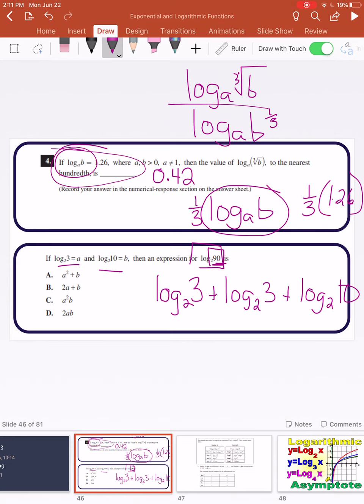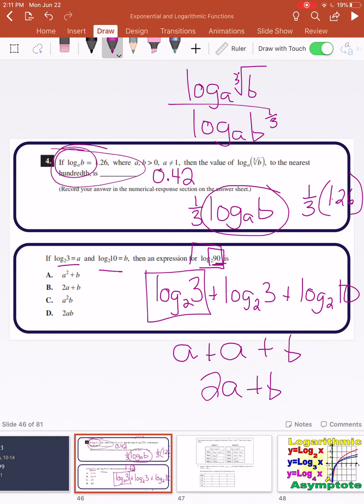So now that I've done this, I can just substitute the variables in. So log base 2 of 3 is the same as A, plus B. So I end up with an answer of 2A plus B. All right, so then my answer is B.